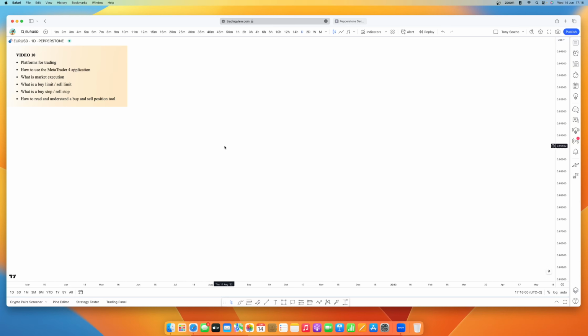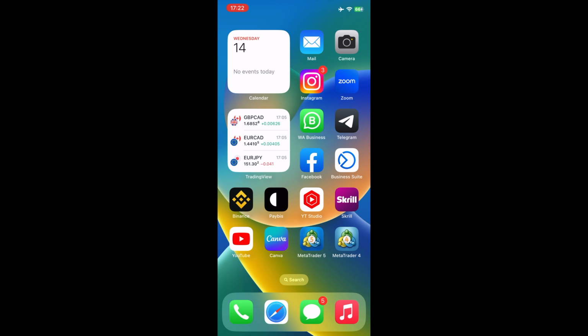All right, I'm going to do that now, but quickly, I need to do this quickly. Okay, so we are going to be heading over to my phone where I'm going to be showing you how to use the MetaTrader 4, what is market execution, what is a buy limit, sell limit, buy stop, sell stop, and then we'll come back when we are done to how to read and understand a buy and sell position tool. All right, everyone. So this is my home screen on my iPhone.